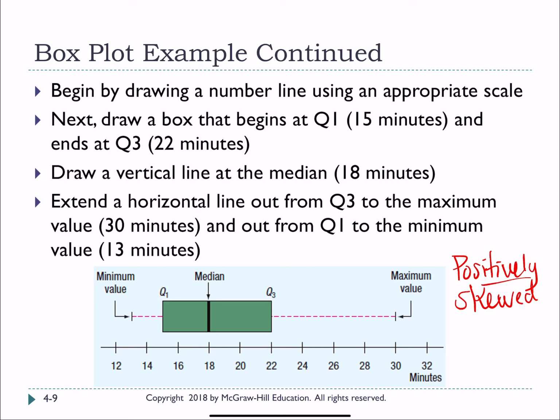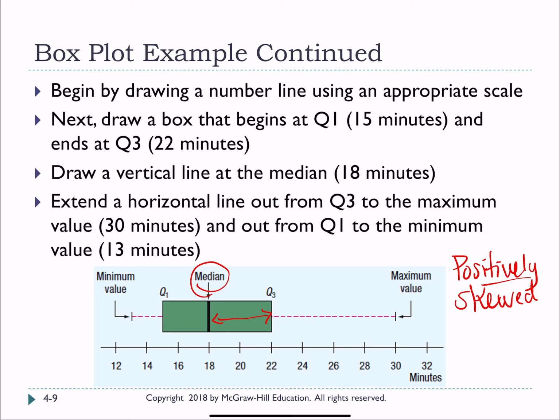So it's positively skewed. How do I know that? Well, there's two indicators here. First, let's look at our median. Our median is not in the middle, right? It's not in the middle of my box, my green box. There is more space over here on the right, on the positive side, okay?